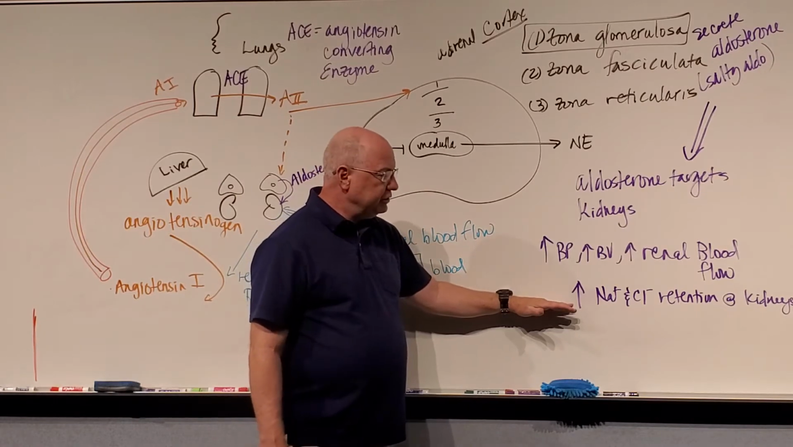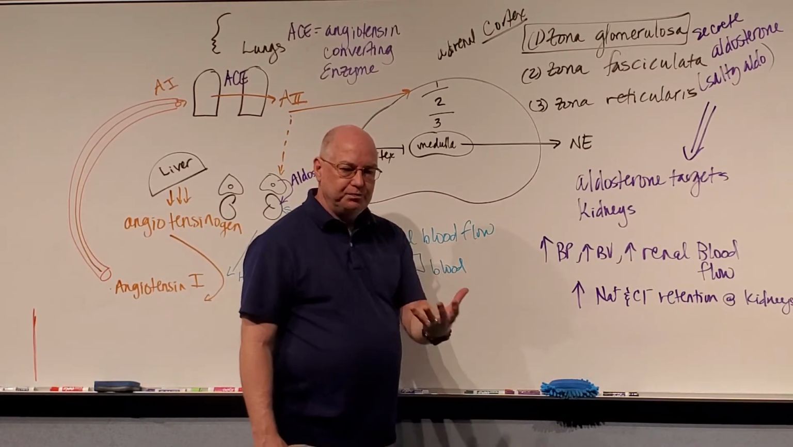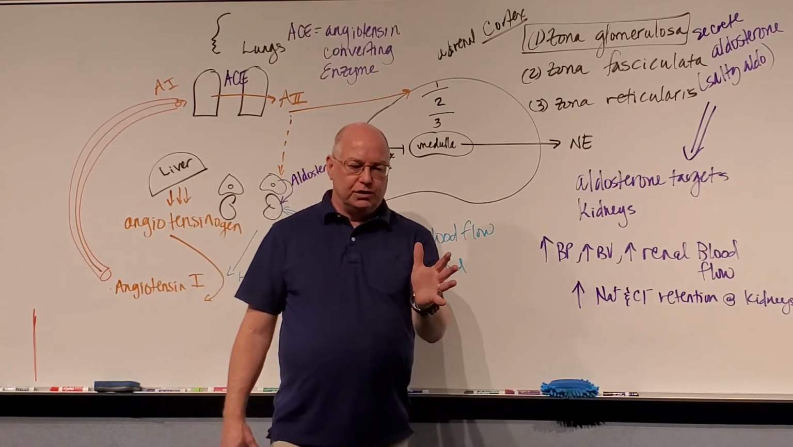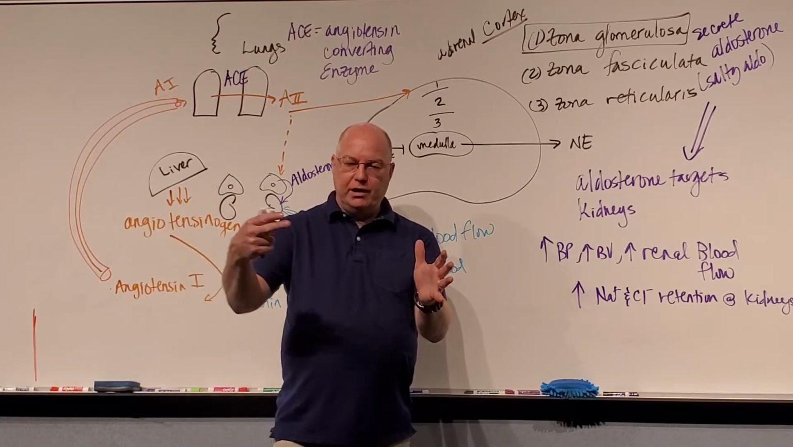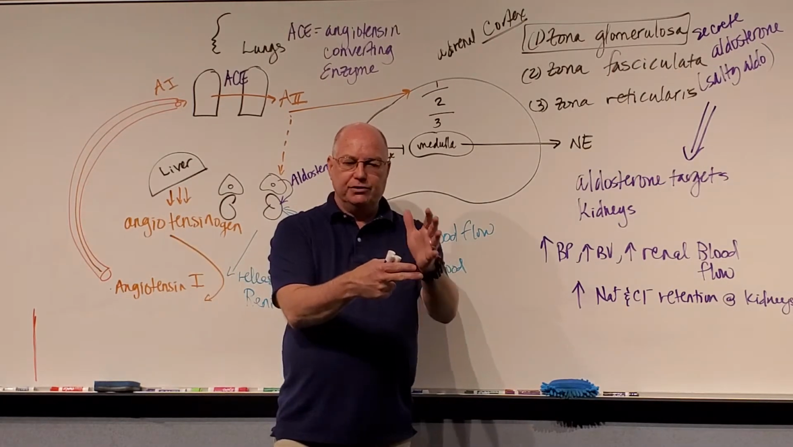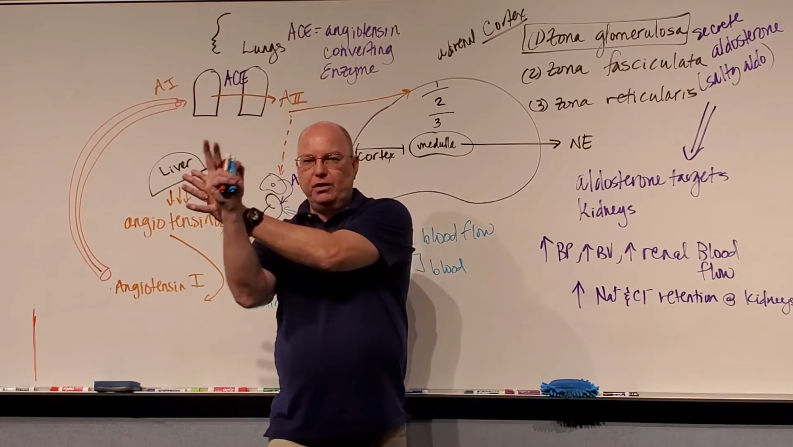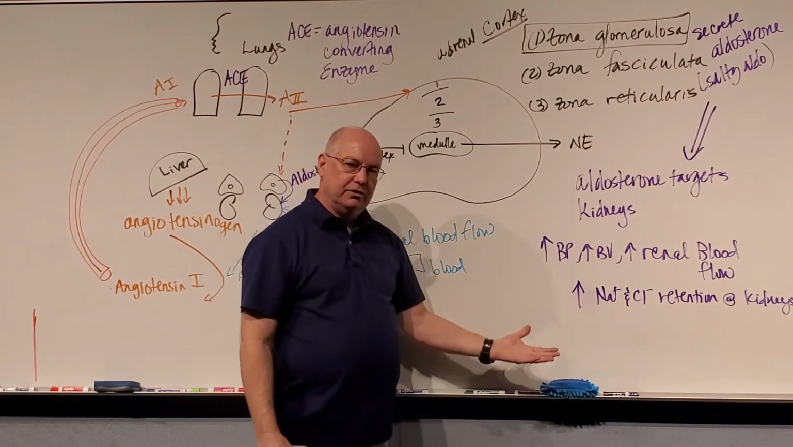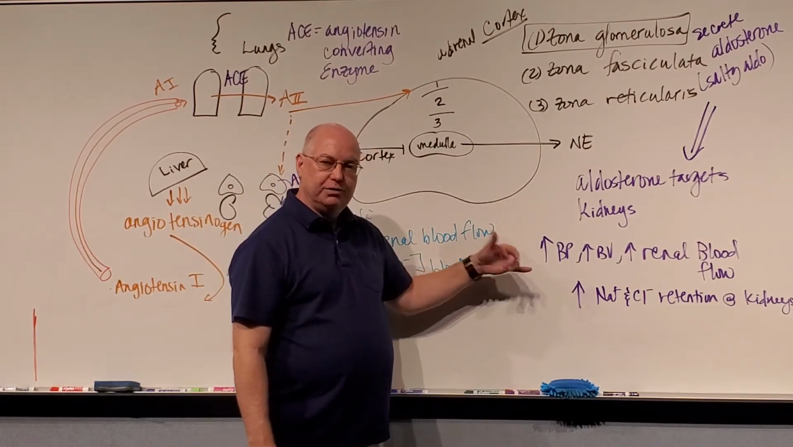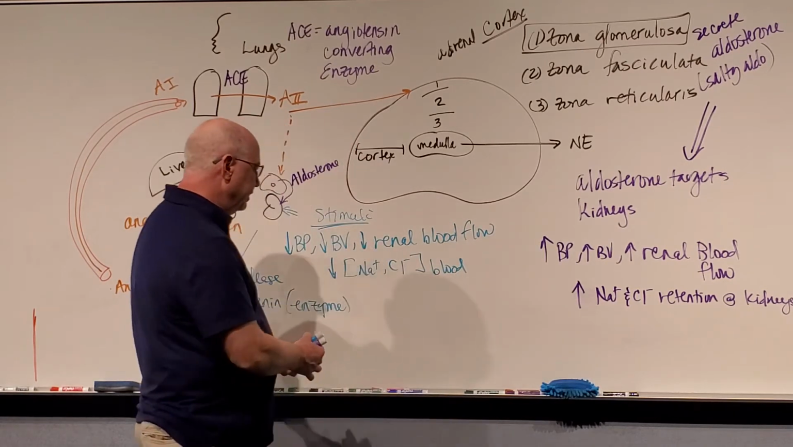Aldosterone actually increases sodium retention in the kidneys. And due to osmosis, water will go wherever the higher salt concentration is. If I move the salt back over here, water will follow the salt. So water follows the salt, which raises your blood pressure and blood volume. Okay, I'll talk about that in a moment.